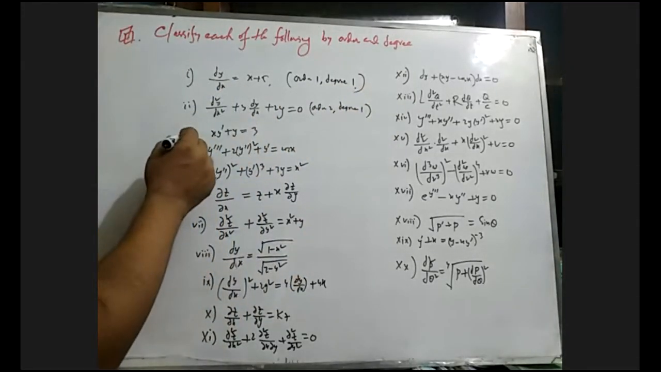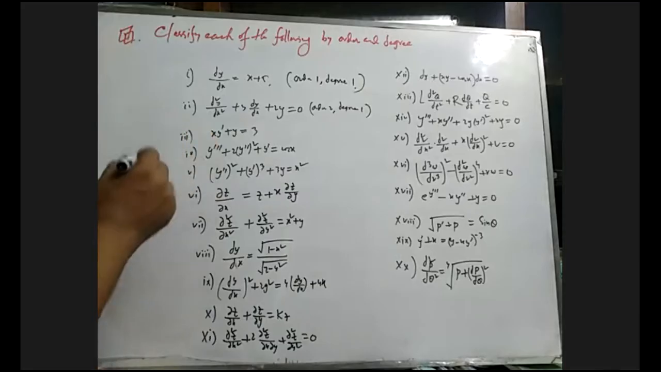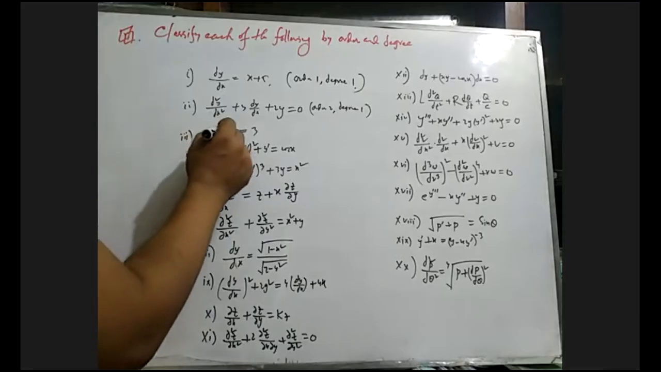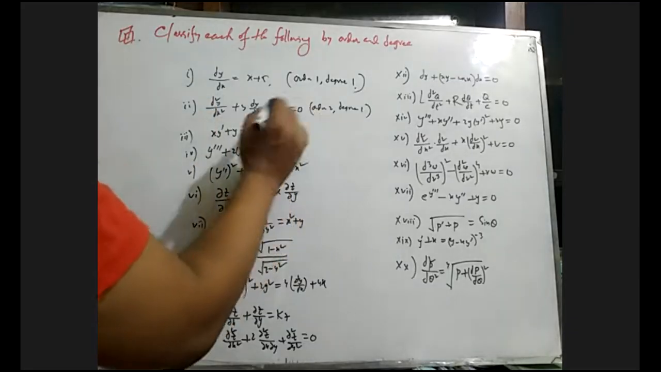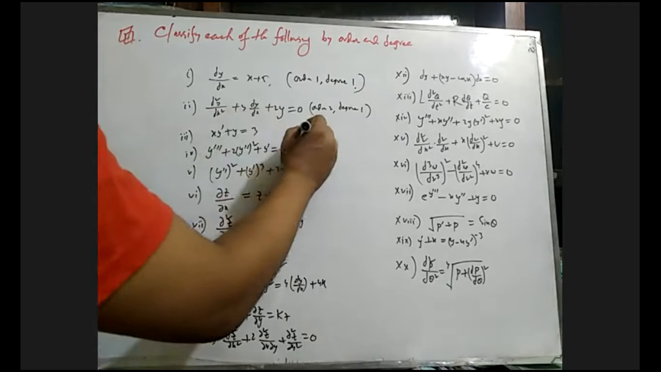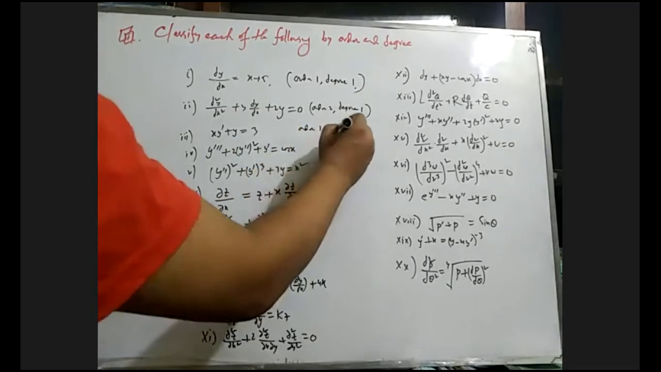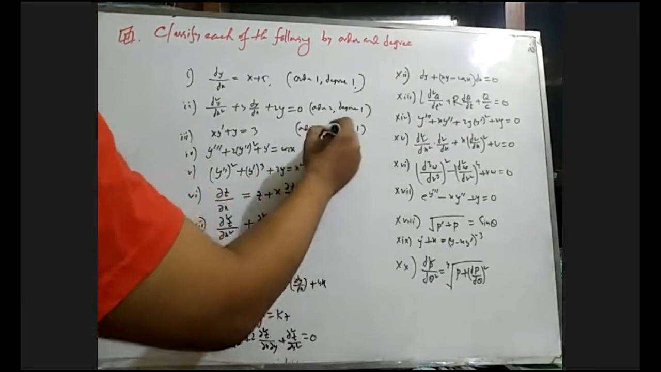But if you observe in differential equation number 3, highest derivative is 1, and order also 1. So order 1 and degree also 1.